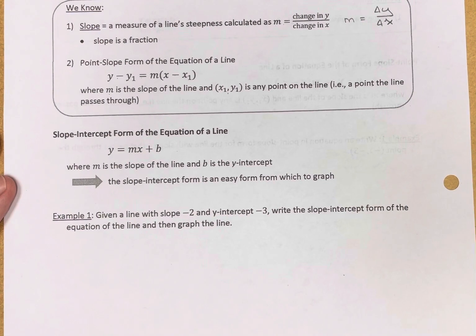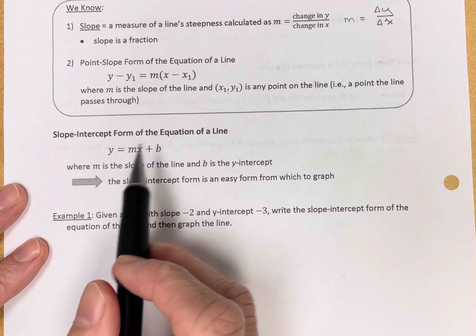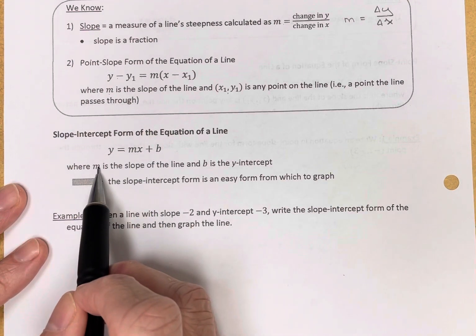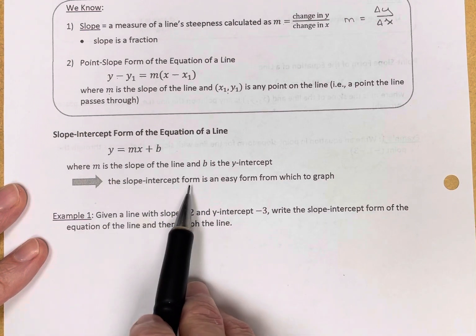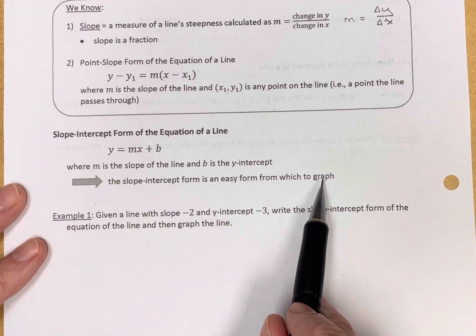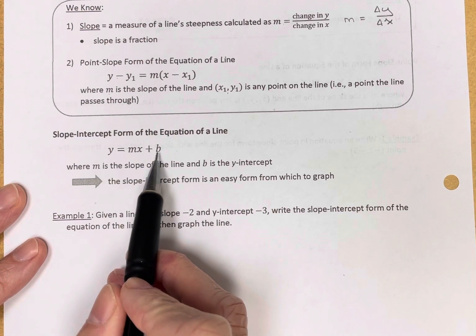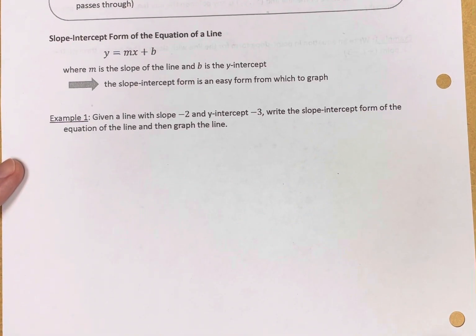So what is the slope-intercept form? Well, the slope-intercept form uses obviously the slope and the y-intercept. It is y equals mx plus b, where m again is the slope and b is the y-intercept. The slope-intercept form is an easy form from which to graph, and we'll do that right here in example 1. It is also the form that most of your TI calculators, most of your graphing calculators use because they want you to set the equation equal to y and then input this piece over here, and we'll do that as well.